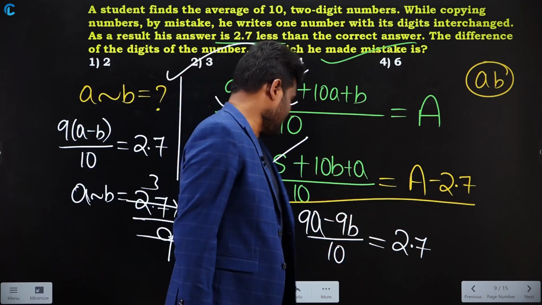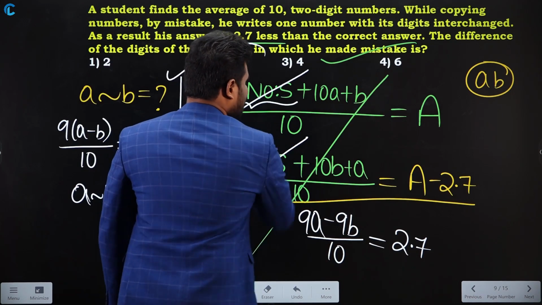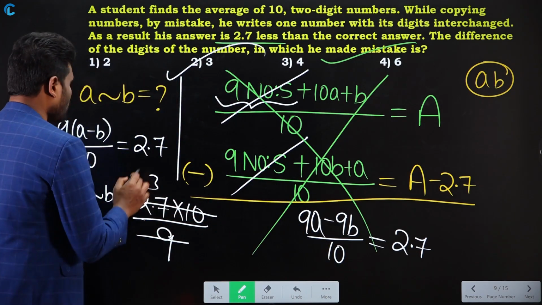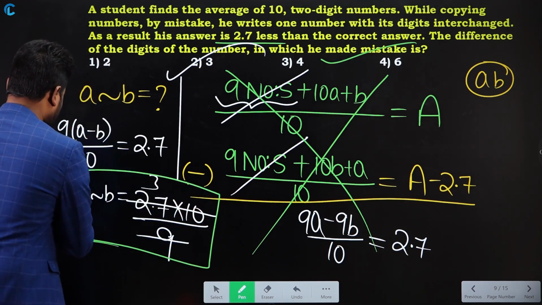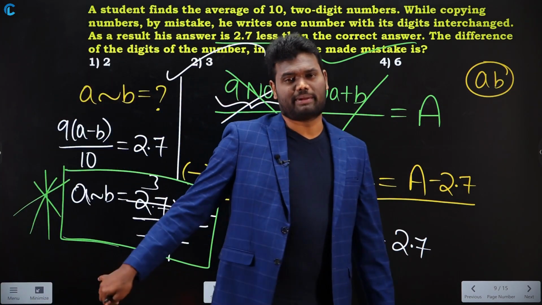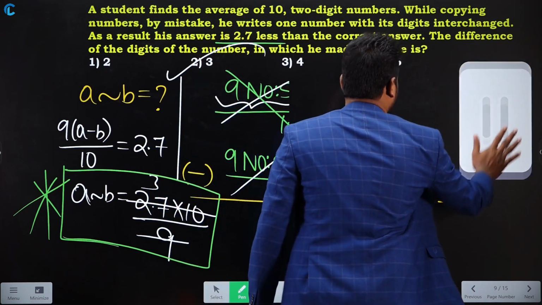Now truly speaking, from an examination point of view, do we need to do this calculation? This calculation is not required. From an examination point of view, you need to write this step directly. If you write this step directly, then you can get this answer in a fraction of a second. Then how to write this step directly, instead of doing all this calculation?